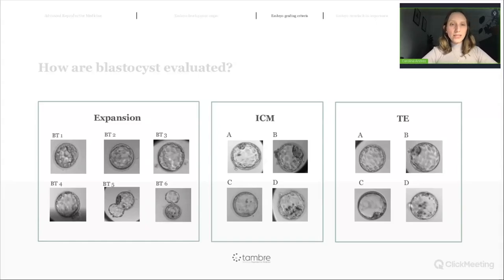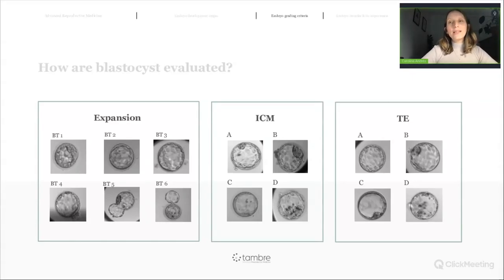Blastocyst 3 is a fully expanded blastocyst. So it's a blastocyst where the zona pellucida is already very thin, and we can see it has become bigger. Then we can see blastocyst 4 or 5. Before implantation, embryos are going to hatch naturally. That means that they're going to go out from the zona pellucida. So blastocyst 4 is an embryo that has hatched naturally and is starting to protrude to the outside.